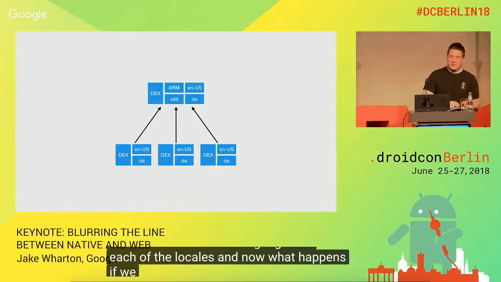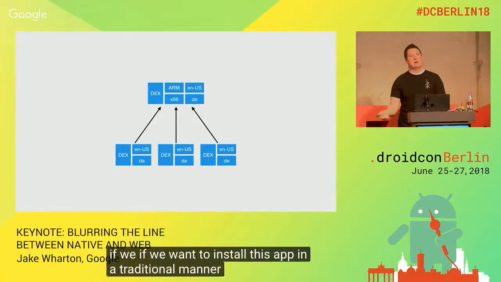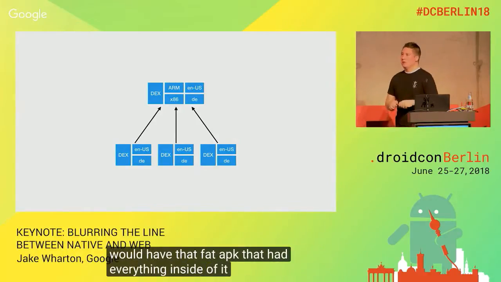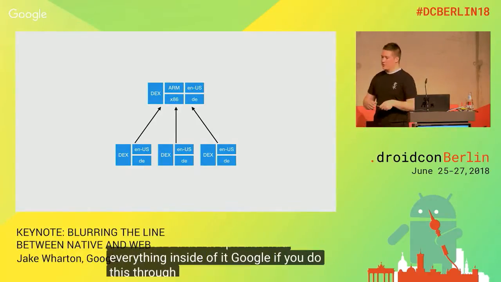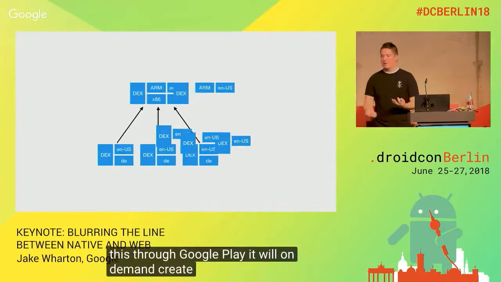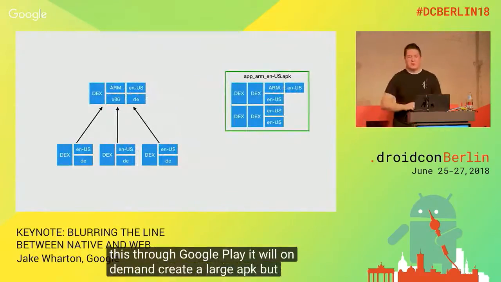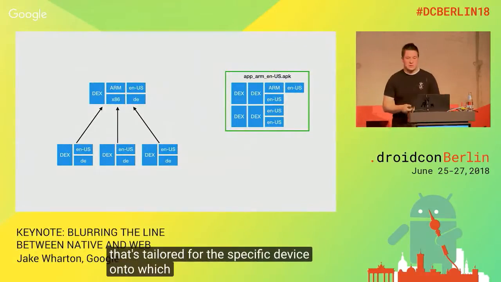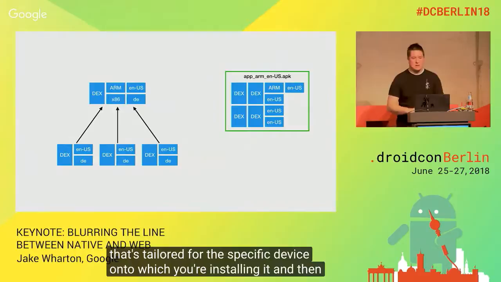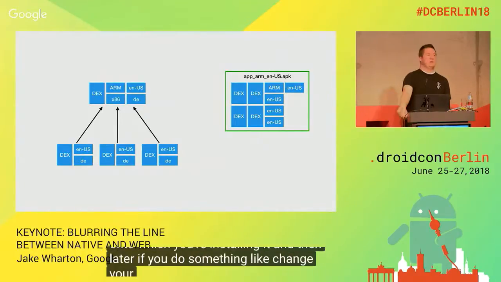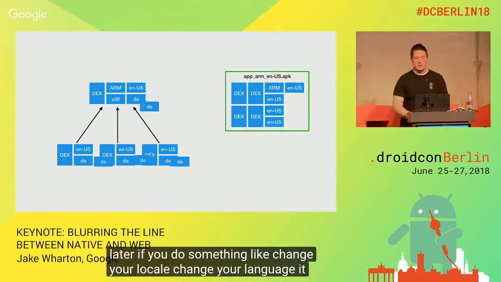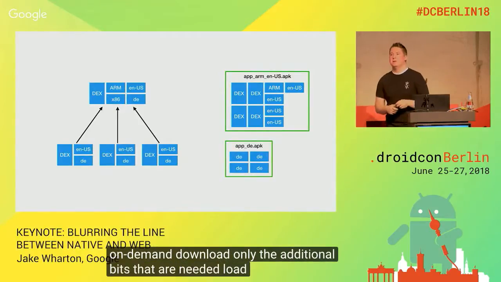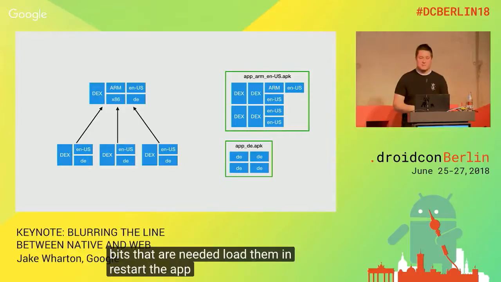And now what happens if we want to install this app in a traditional manner, where we otherwise would have that fat APK that had everything inside of it. If you do this through Google Play, it will on demand create a large APK, but that doesn't have everything inside of it. That's tailored for the specific device onto which you're installing it. And then later, if you do something like change your locale, change your language, it can on demand download only the additional bits that are needed, load them in, and restart the app.